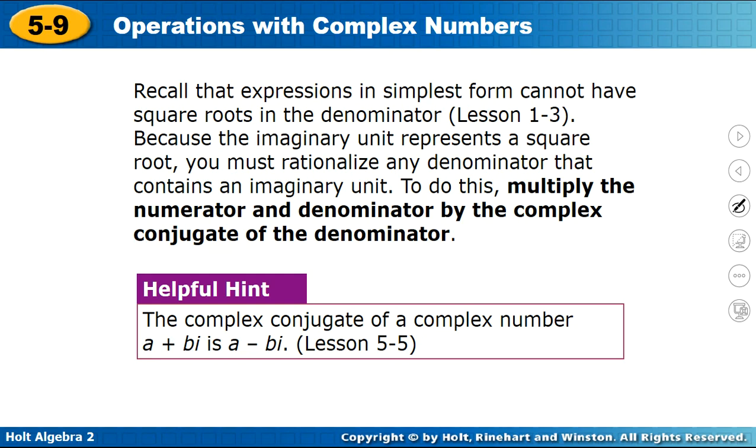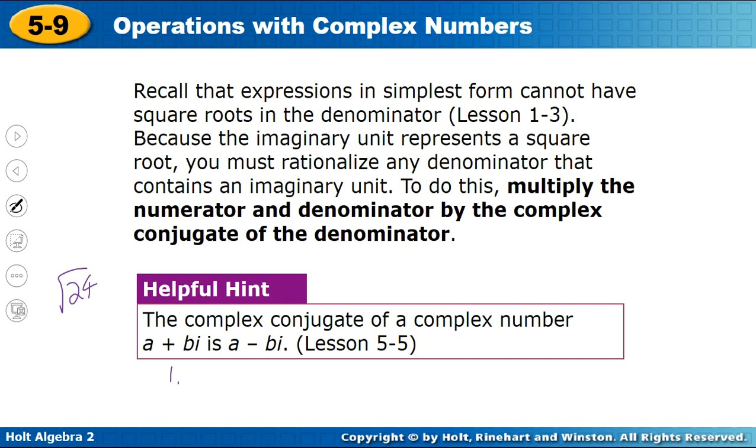Way back a couple weeks ago, when we were first talking about simplifying radicals, we wrote that there are 3 rules when it came to simplifying radicals. Rule number 1 was you can't have the radicand divisible by any perfect square. So, for instance, the square root of 24 would not be simplified because 24 is divisible by a perfect square, right? Divisible by 4 specifically.